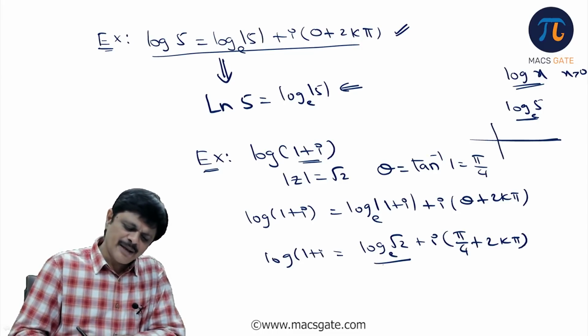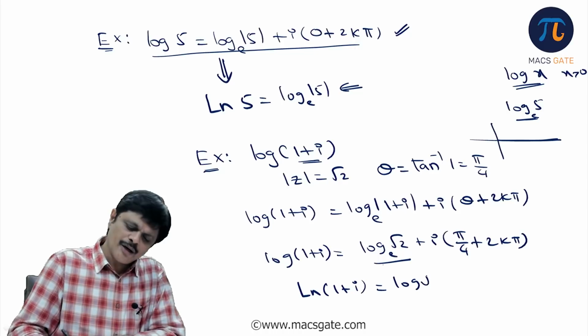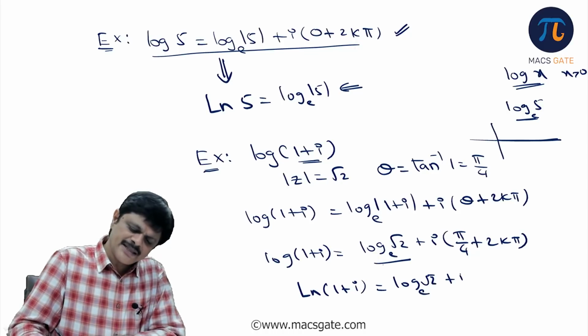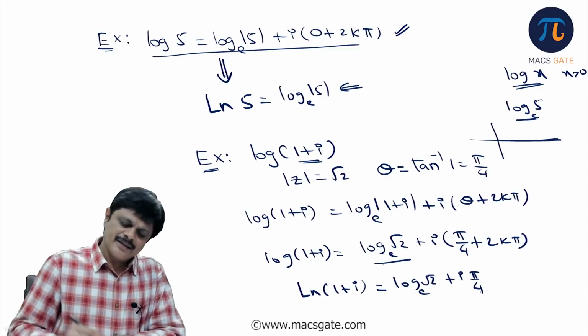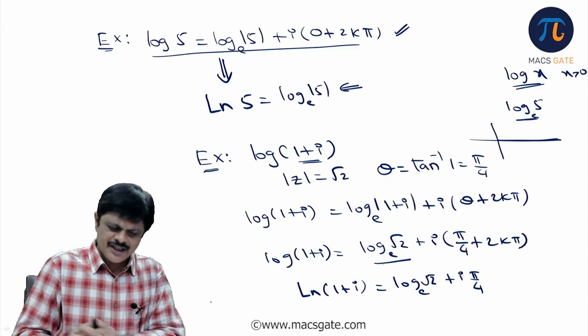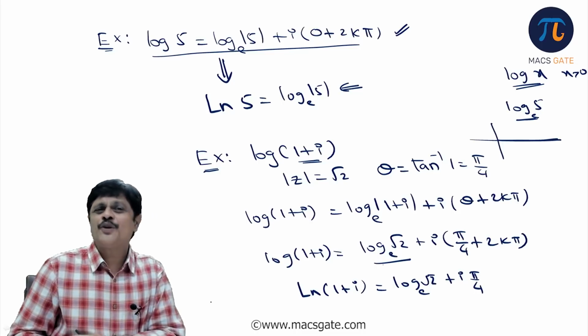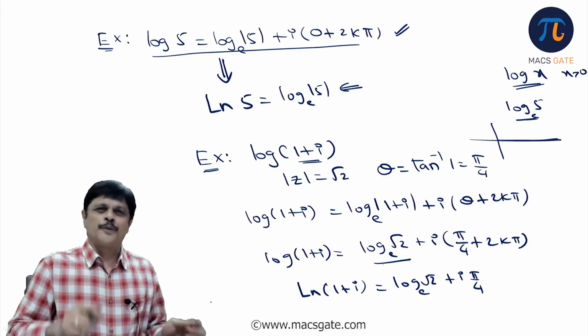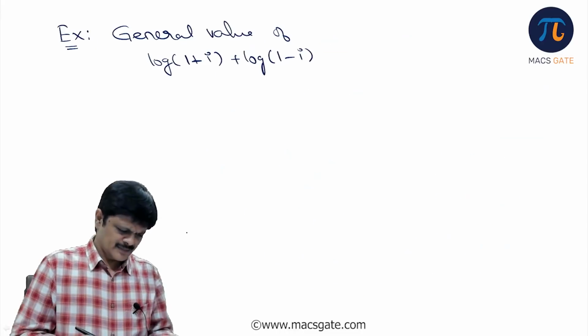So out of that, what is the principal value? We write capital Ln, which is nothing but log root 2 to the base e plus i times pi by 4. This is the principal value. Is the idea clear? So this is the special interesting story about logarithm which we should know. Okay, let us take one example.